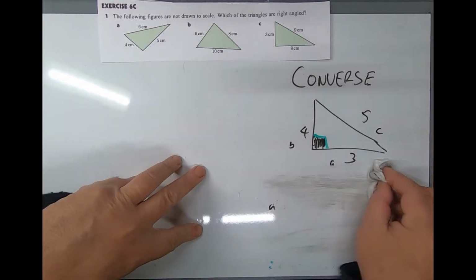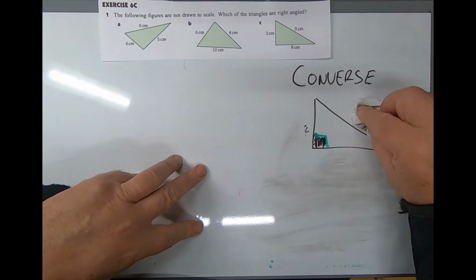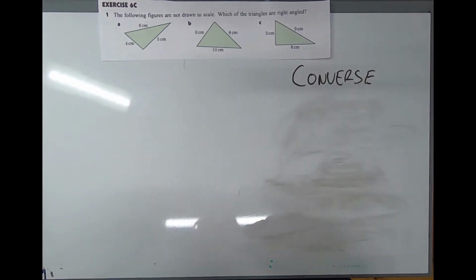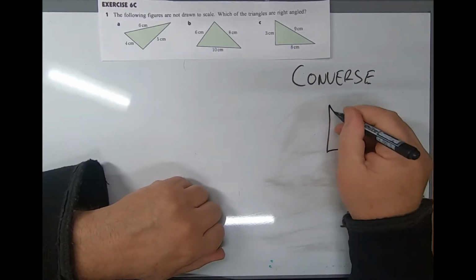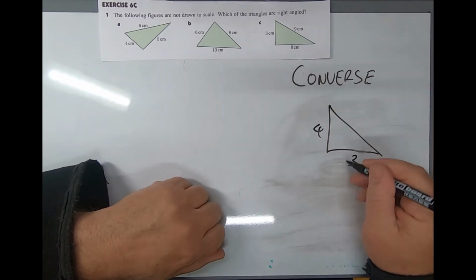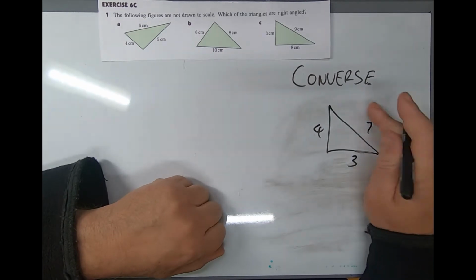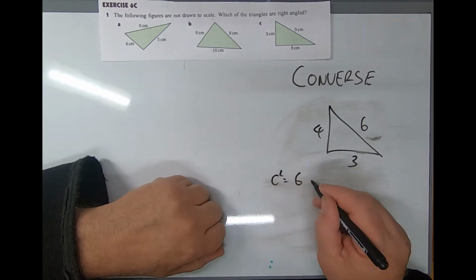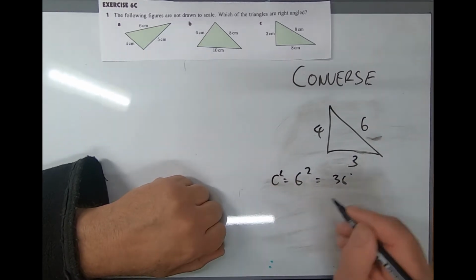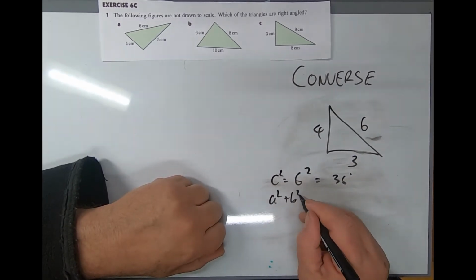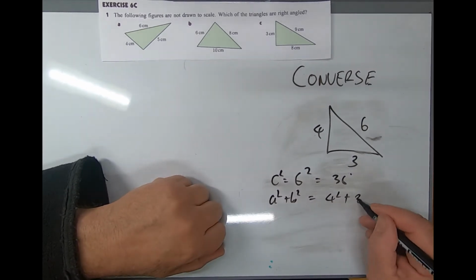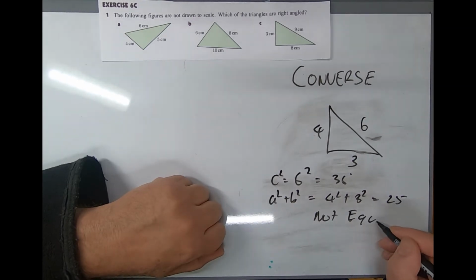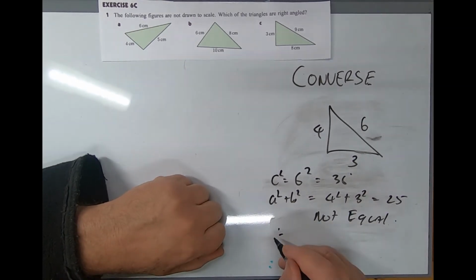Let's just do one where it doesn't work. There is an example in the book, but let's just try another one. Might as well wipe it all out. So, I guess if we had 3, 4, 6. So the longest side, c squared, is 6 squared equals 36. And the other two, a squared plus b squared, is 4 squared plus 3 squared is 25. Not equal. Therefore, Pythagoras' theorem doesn't hold.